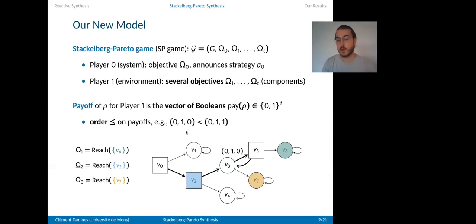So for example, the payoff 0, 1, 0 is strictly smaller than payoff 0, 1, 1. Intuitively, this can be understood as player 1 preferring some payoffs to others. So for example, he would much prefer to obtain this payoff than this payoff, as they both satisfy objective omega 2, but this one also satisfies objective omega 3.